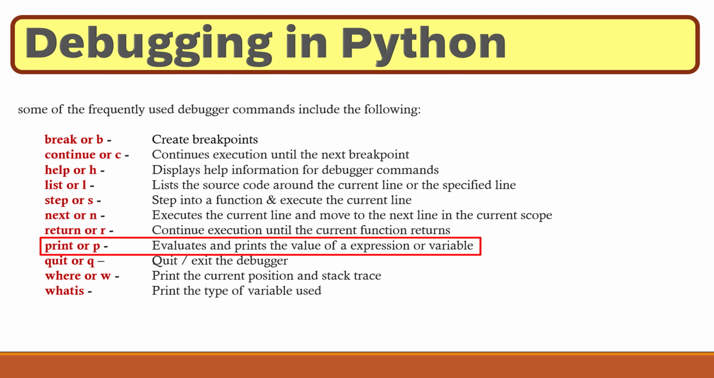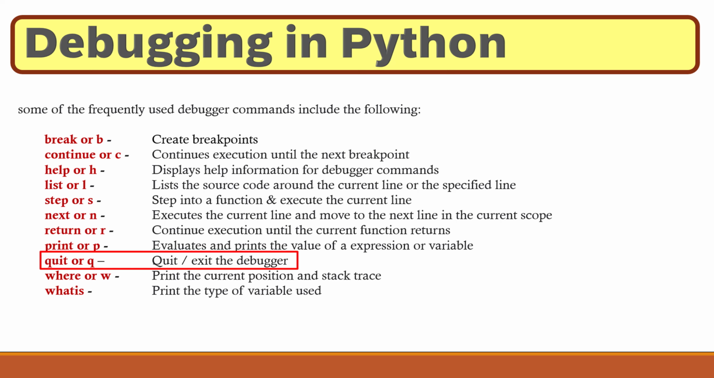Print evaluates and prints the value of an expression or a variable. Quit will exit the debugger. Where will print the current position and stack trace. You can use where to find where you are in execution.